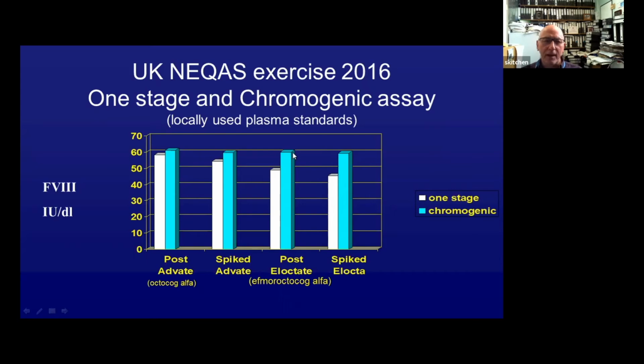How is the potency labeled? It's done by chromogenic assay. The advantage then is with the chromogenic assay. A 20% difference, probably it's acceptable. I think it's acceptable to use one-stage or chromogenic assays. This difference is small enough to not have an adverse impact on patient management.